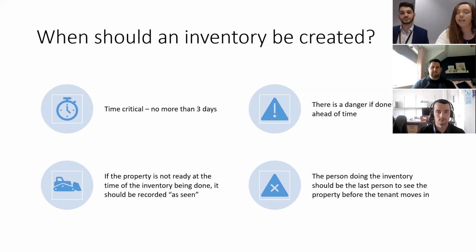If the property is not ready at the time that you're carrying out the report, you can just record it as seen, and then you can update that during the tenancy. So maybe the kitchen is being redone, it's been renovated. You can just record that kitchen as seen, and then during the tenancy, you can go back in, do an inventory of the kitchen and add that to your check-in report.